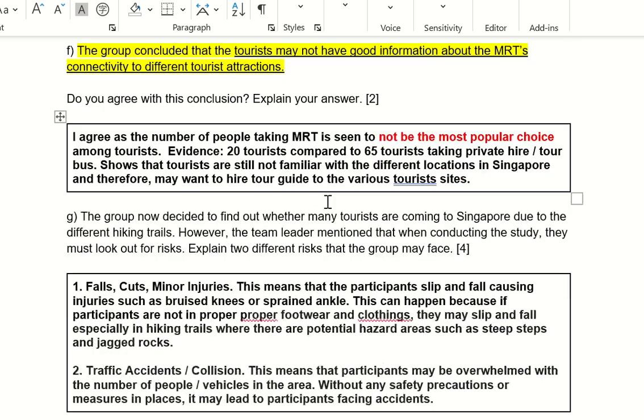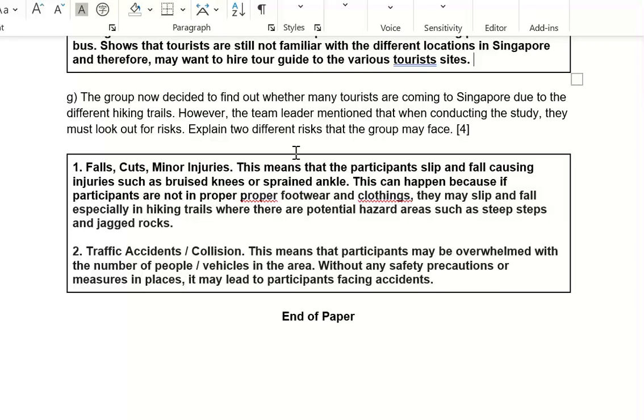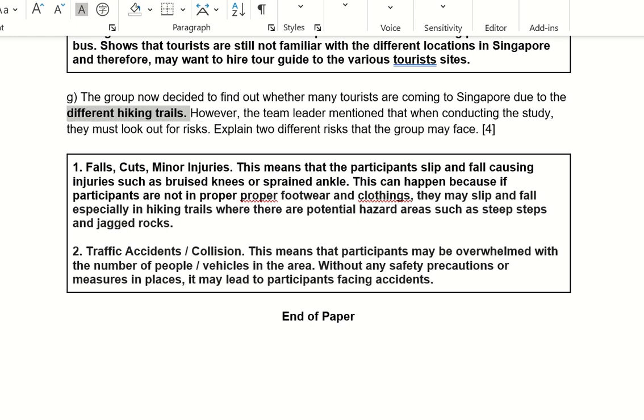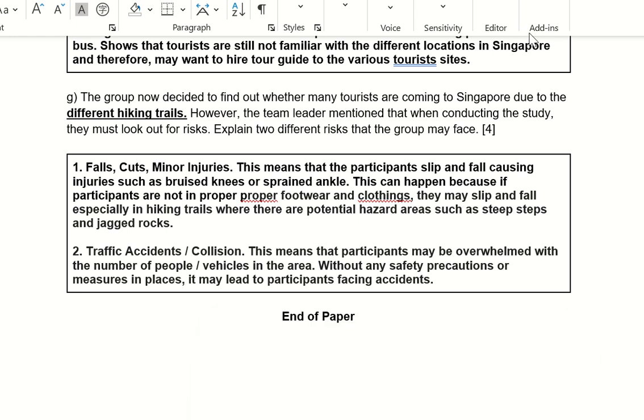Okay. Last but not least, this question is a very open-ended question where you are required to think of the risk or the hazard that may happen when you are doing a GI. So for this question, the group decided to find out whether many tourists are coming to Singapore due to different hiking trails. Because of hiking trails, you must know that if you are not equipped, you may fall into a lot of risk. However, the team leader mentioned that when conducting the study, they must look out for risks. So explain two different risks that the group may face.